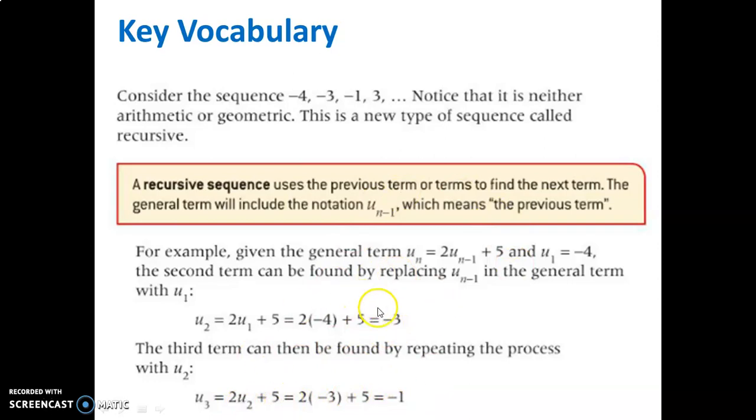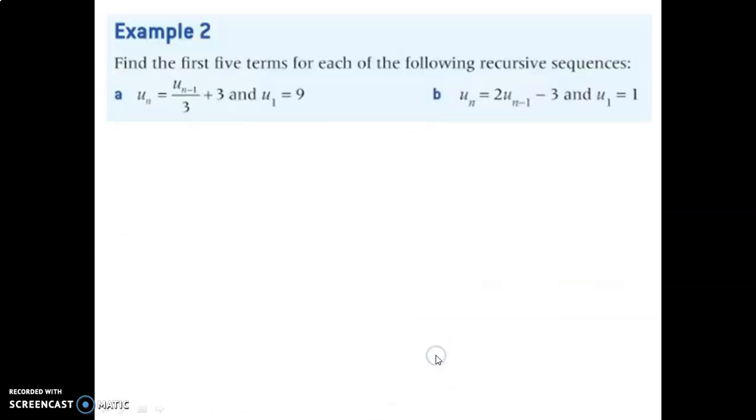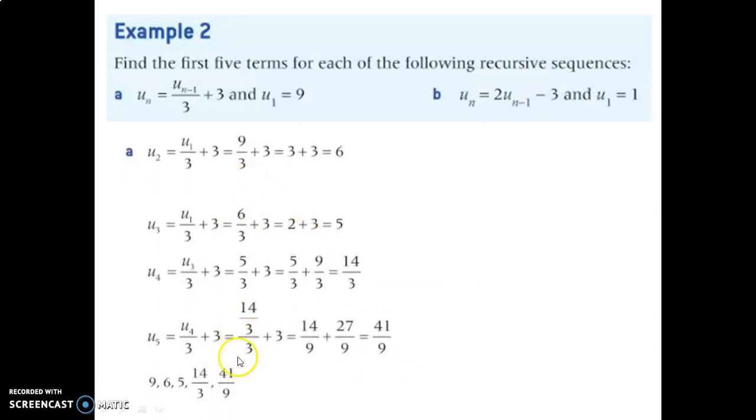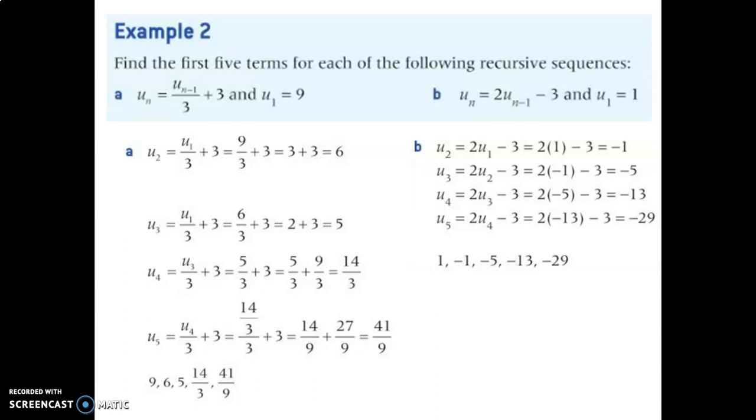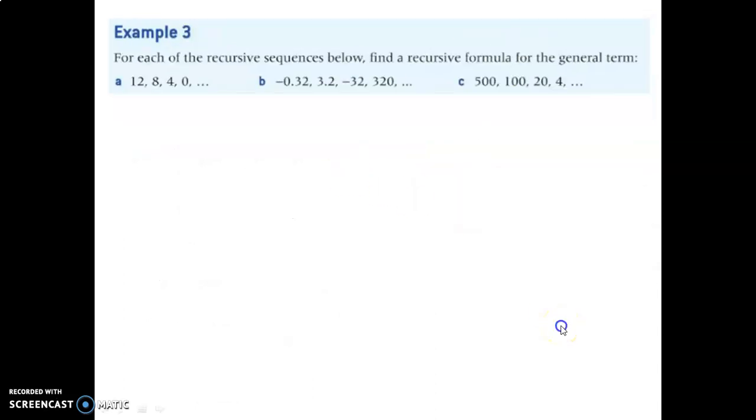Make sure you study this carefully. A lot of students find this a little tricky. But again, the main thing is in recursive sequences, we need the previous term to find the next one, and that's what's going on here. Okay, try these 2. And now check your answer for A. Check your work there. And now try B. And check your work for B there. So it's really important you understand how these recursive ones work.